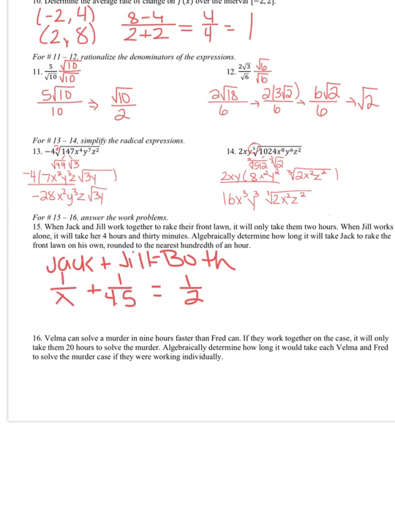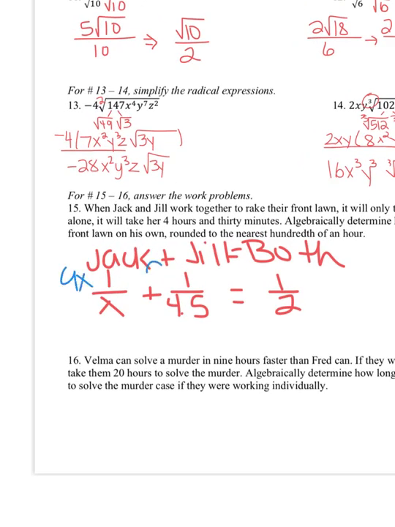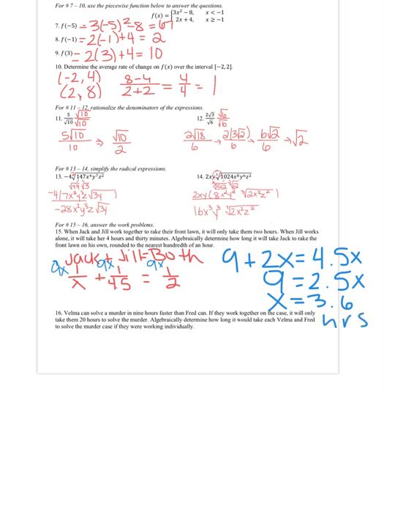So my LCD, I would multiply x times 4.5 times 2, gives me 9x. So my equation turns into 9 plus 2x equals 4.5x. Subtract the 2x, 9 equals 2.5x. Divide by 2.5, I get x is equal to 3.6. I know it says nearest hundredth. If you want to put the 0, you can, but you don't have to really, because that is an ending decimal, and it's 3.6 hours.